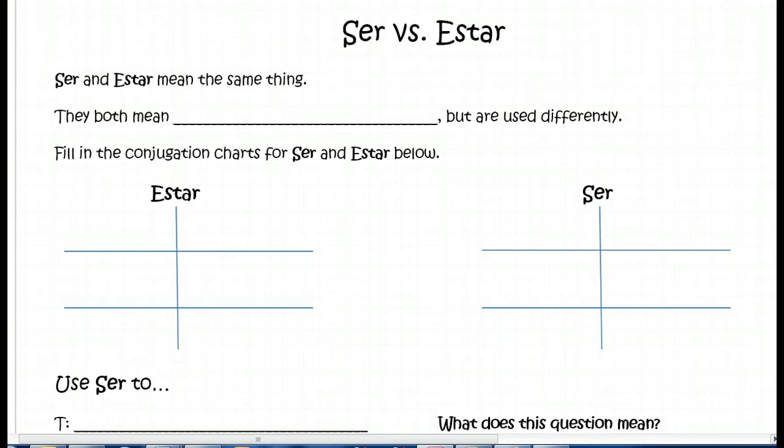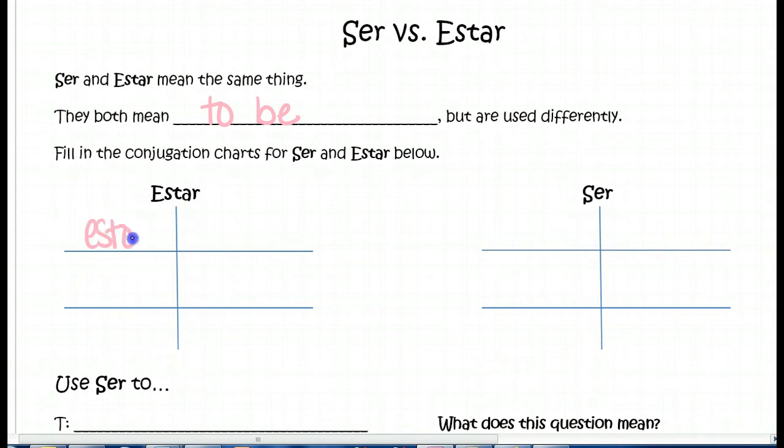Hi students, today's flip is on the differences between ser and estar. Remember we've learned both of these verbs and they mean the same thing, but they're used a little bit differently. They both mean to be, but again we use them at different times. The conjugation charts below should be familiar to you.